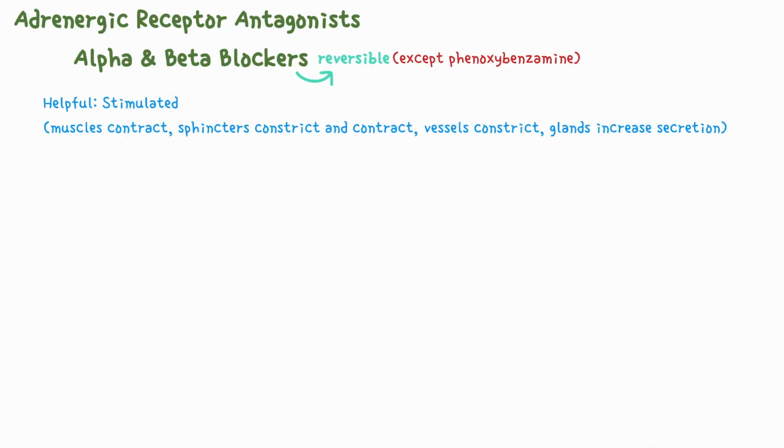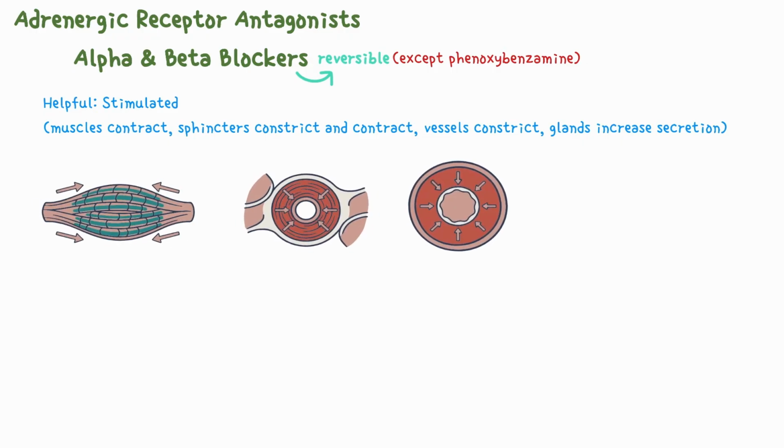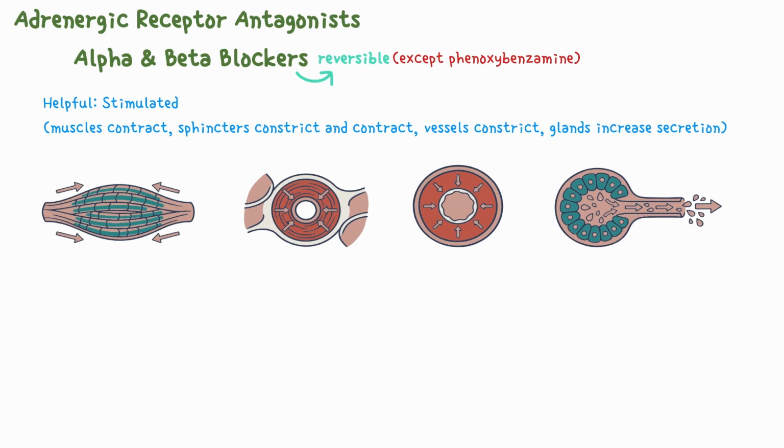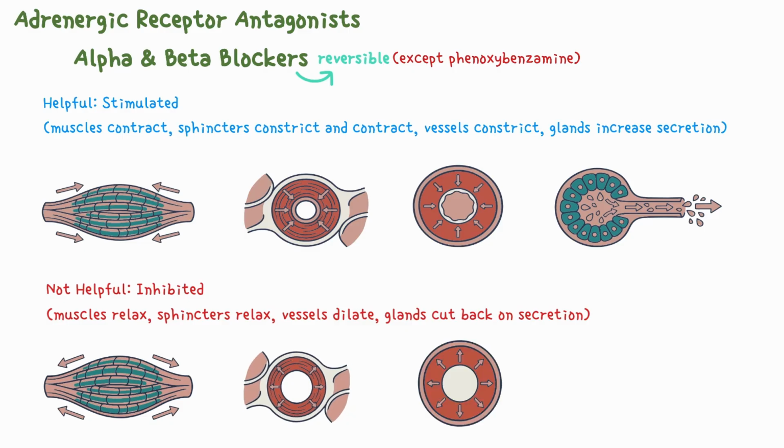Think of it this way. Tissues that are useful under stress get stimulated. Muscles contract, sphincters constrict, vessels constrict, and glands increase secretion. These are the responses of effector organs that help you fight or flight. Conversely, tissues that aren't immediately helpful for survival, like digestion, are inhibited. Muscles relax, sphincters relax, vessels dilate, and glands cut back on secretion.